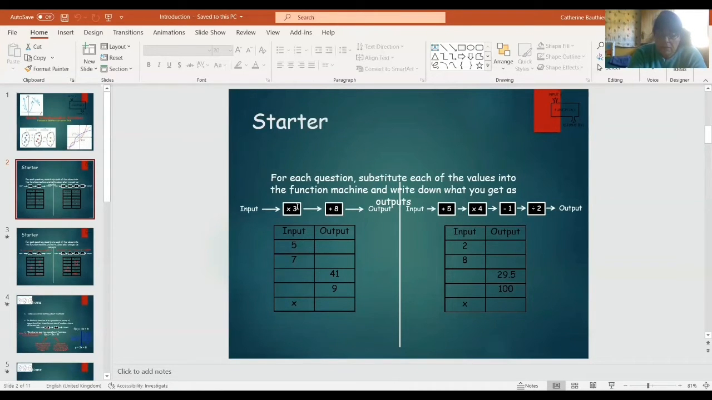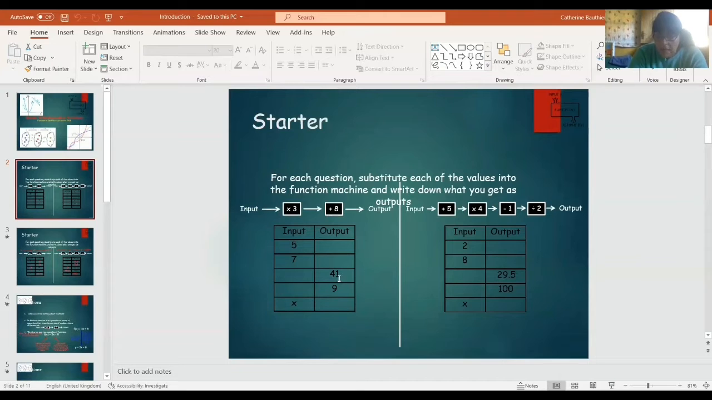Put the 7 in, boom, boom, boom. What does it do first? Times by 3. 7 times 3, you're right, 21. 21 plus 8 gives you 29, right? So the number that goes in there, which is the output, which is the y, will be 29.